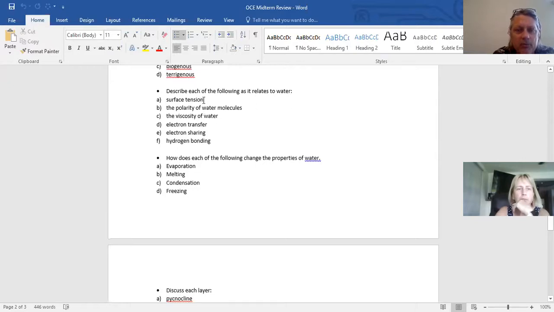These all come from the hydrogen bonding, electron transfer, that's ionic bonding, electron sharing's covalent bonding, the viscosity, the resistance or ability to flow, polarity, water is a polar covalent bond, and surface tension is the thin skin of water because of those hydrogen bonds.